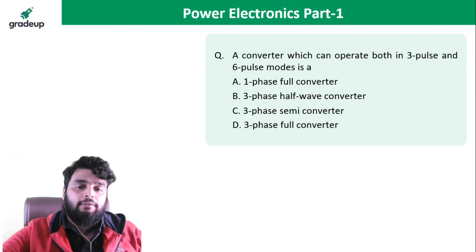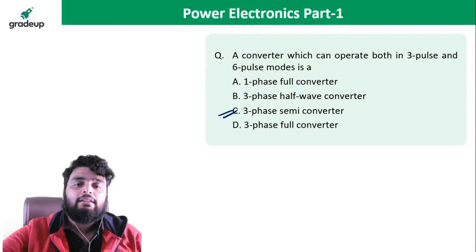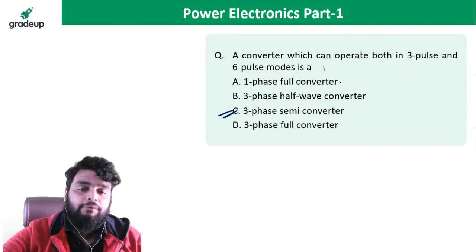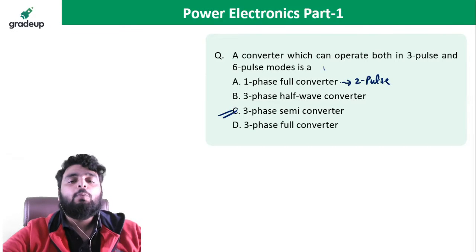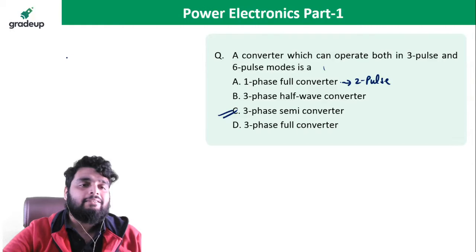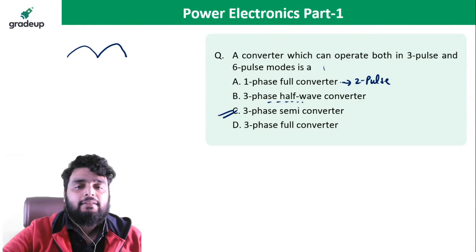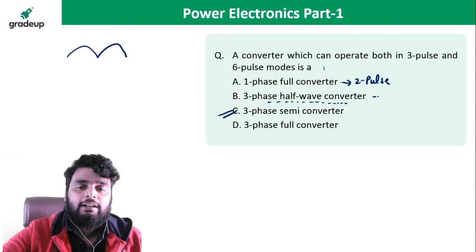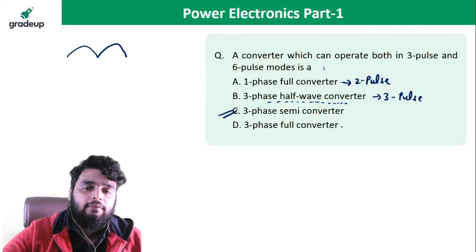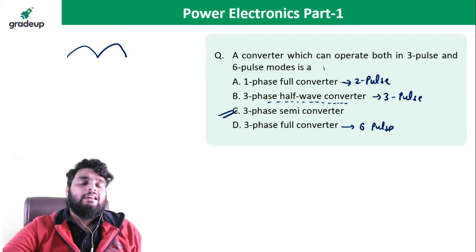Correct. The answer is 3-phase semi-converter. See, a 1-phase full converter can be used as a 2-pulse rectifier. Why? Because it has only activation in both the cycles. A 3-phase half wave converter is a 3-pulse rectifier. A 3-phase full converter is a 6-pulse rectifier. Now, what is a 3-phase semi-converter?